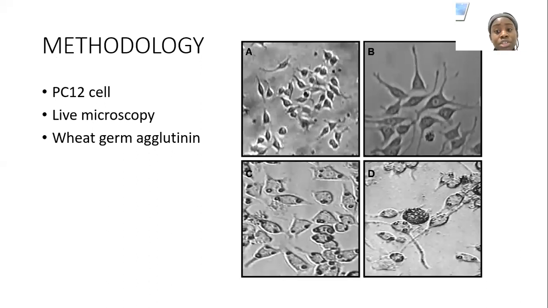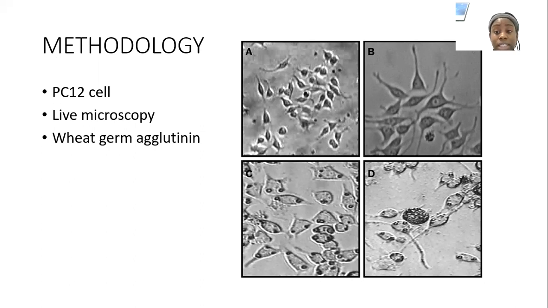So the researchers cultured these PC12 cells, and then they performed 3D live cell microscopy in the presence of fluorescently labeled wheat germ agglutinin. So wheat germ agglutinin separates the plasma membrane from the glycocalyx, which is what covers the plasma membrane, and they observed the structures of the cell.